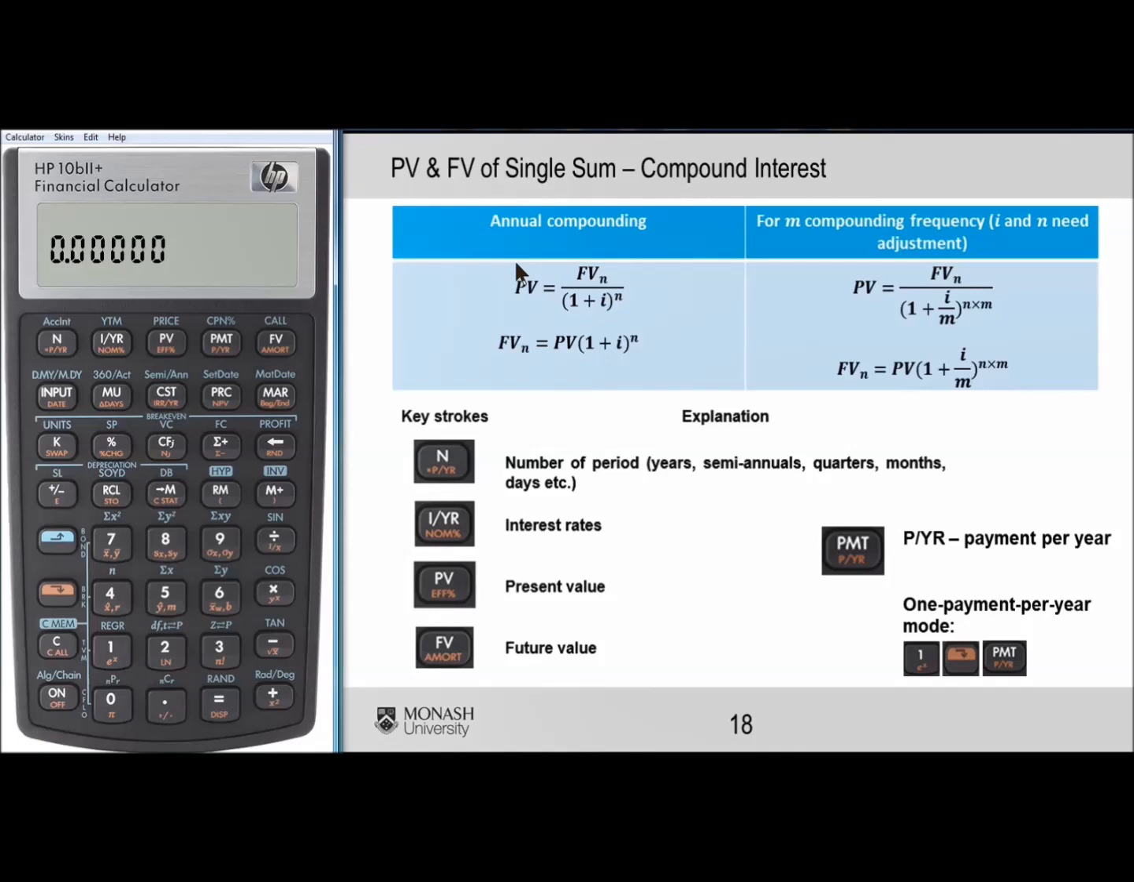Let's set the calculator into 1 payment per year mode. So press 1, then payments per year. To reach that, you need Shift down and then PMT. And check the payments per year mode by clearing all the memory again.